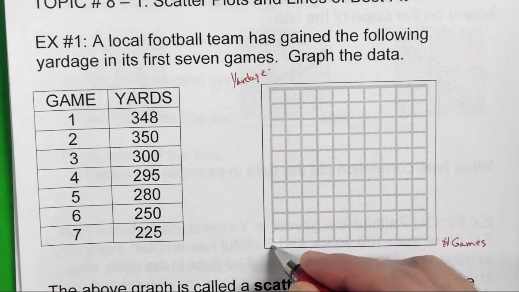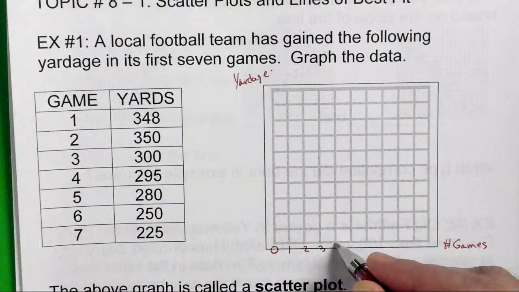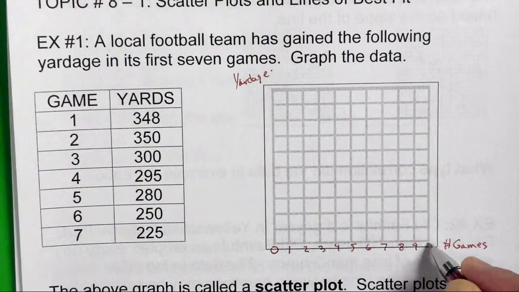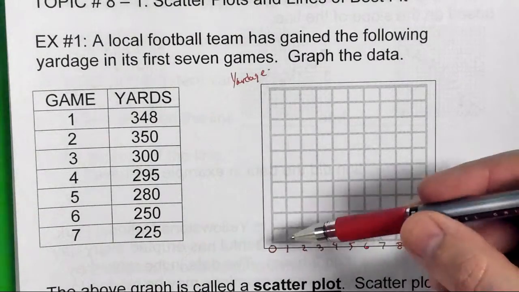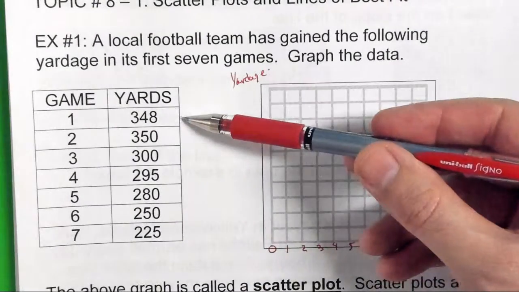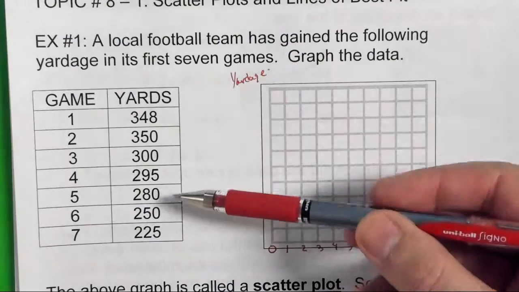So let's think about it. Do we have a 0? Did we play any 0 games? Then we had played 1 game, 2 games, 3 games, 4, 5, 6, 7, 8, 9, and that goes all the way up to 10 games, right? Now, that's not going to be the best way to do the vertical axis, is it? Because if we go 0 to 10, do any of our data points have 10 yards gained? No, so we need to count by bigger numbers.